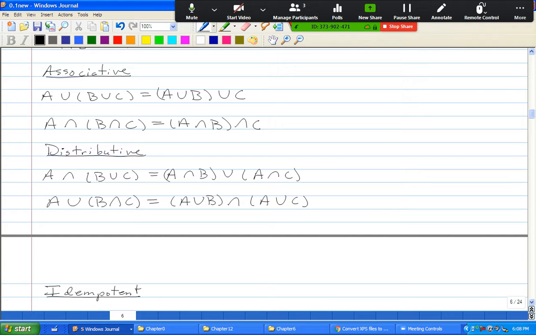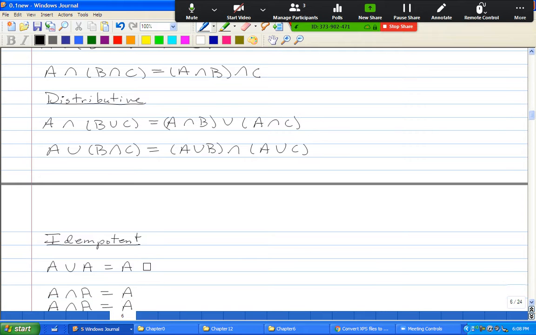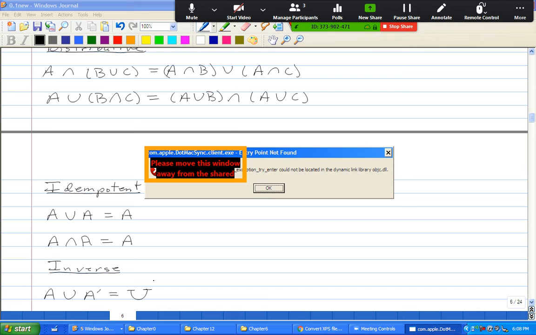The idempotent properties. And so union is idempotent. So A union A is just A. Intersection is also idempotent. So A intersect A is just A. Some inverse properties. A union A complement is just the universe.